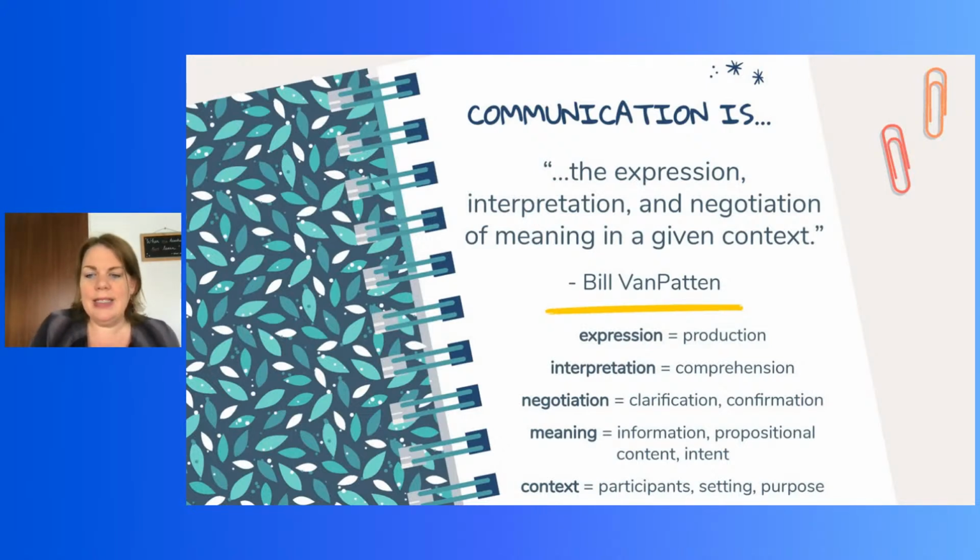And context in this definition refers to participants, setting, purpose. What is our context? We don't use language outside of a context. We always must have a context for language, right? So this is the definition that we're going to use as our definition as language teachers of communication. And we have to take into account each one of these parts, right? Okay.